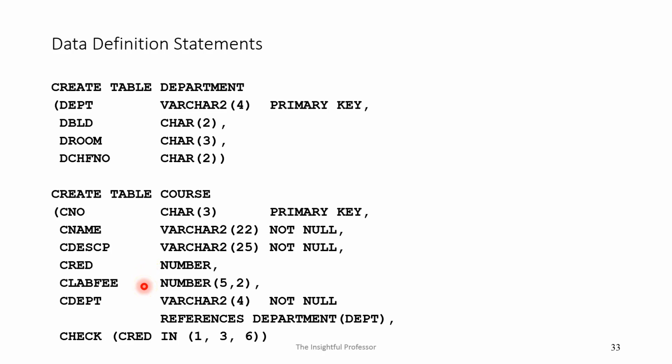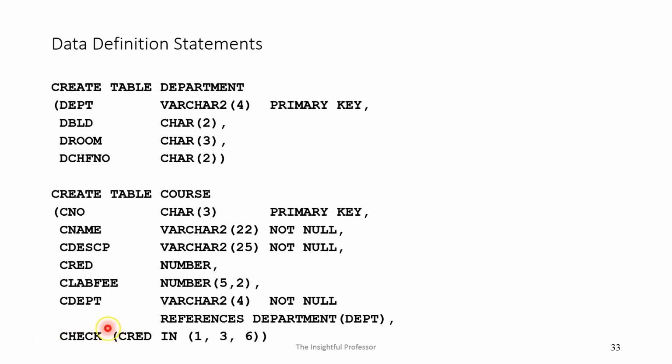We have the lab fee, how much we charge the student for attending a class on this particular course, and that's a decimal, 5 positions, 2 of which follow the decimal point. We also have the C department column in here, which is required, but the significant point is it references the department table, DEPT. So what is C department? It's a foreign key. Every department may be responsible for or sponsor many different courses. A given course is sponsored by exactly one department. This is how we're establishing the relationship between course and department.